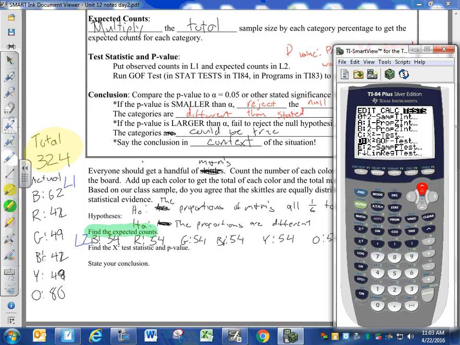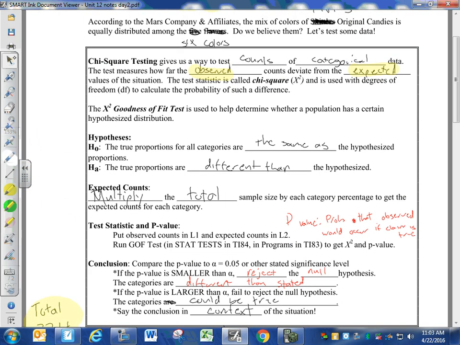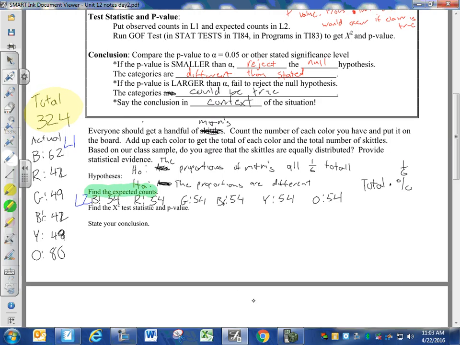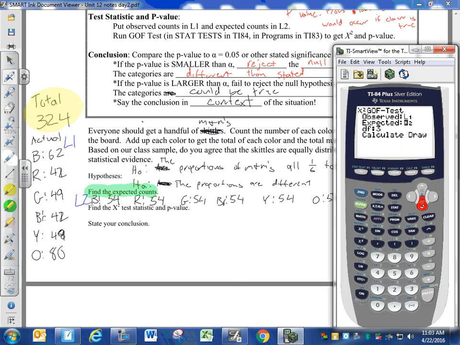What do I say to what? I did not say that yet. The degrees of freedom is going to be your amount of categories minus 1. So we have 6 categories minus 1. That's going to be 5. I'm actually going to have to check that. I feel like it might be our sample size minus 1. Let's do it both.